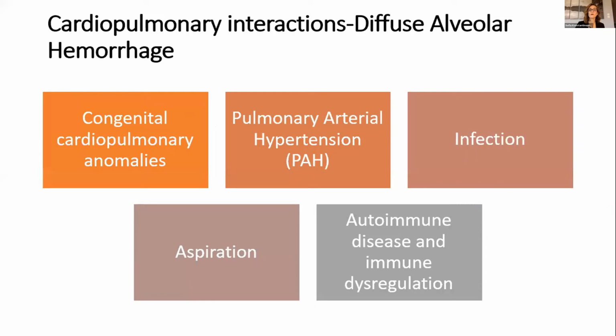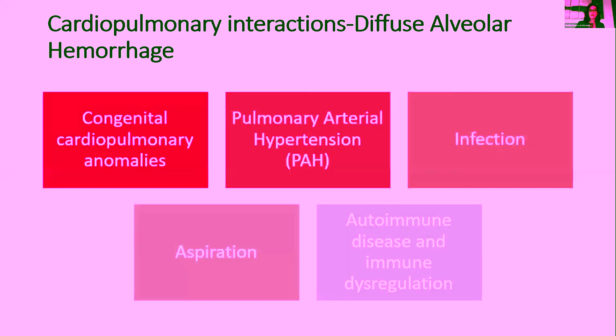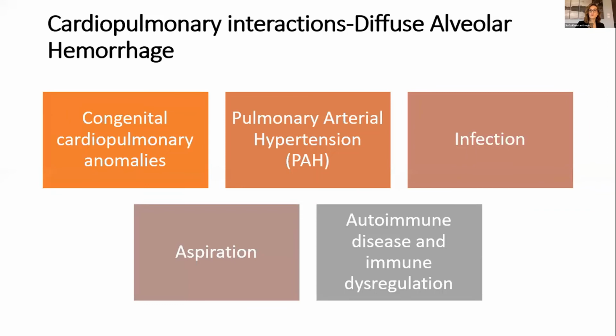Again, a whole slew of etiologies leading to this. It could be due to pulmonary arterial hypertension. It could be due to congenital cardiopulmonary anomalies, such as individuals with left to right shunt. And so increased pulmonary venous pressure, for instance, due to mitral valve dysfunction or pulmonary vein obstruction. It could be due to infection and aspiration from above and below. It could be due to autoimmune diseases and immune dysregulation, such as capillaritis.